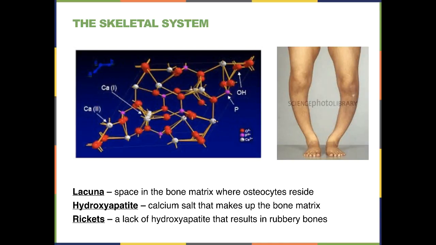On the right here is a picture of an individual with a problem known as rickets. And rickets occurs when there's a lack or a deficiency in hydroxyapatite. And it's fundamentally caused by vitamin D deficiency, which affects the ability of the body to absorb calcium and use it properly. And the bones contain a lot of collagen, but not enough calcium, and so they bend and become rubbery under weight bearing, and that's why they bow out, as you see in this picture on the right.